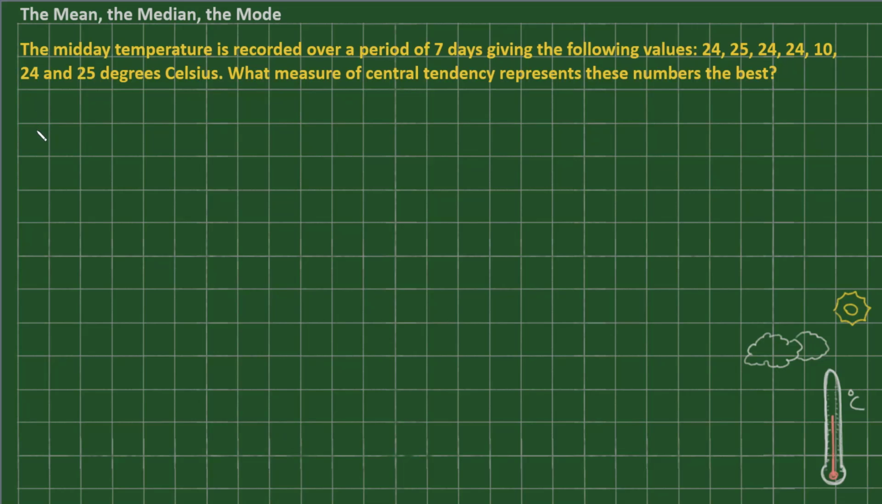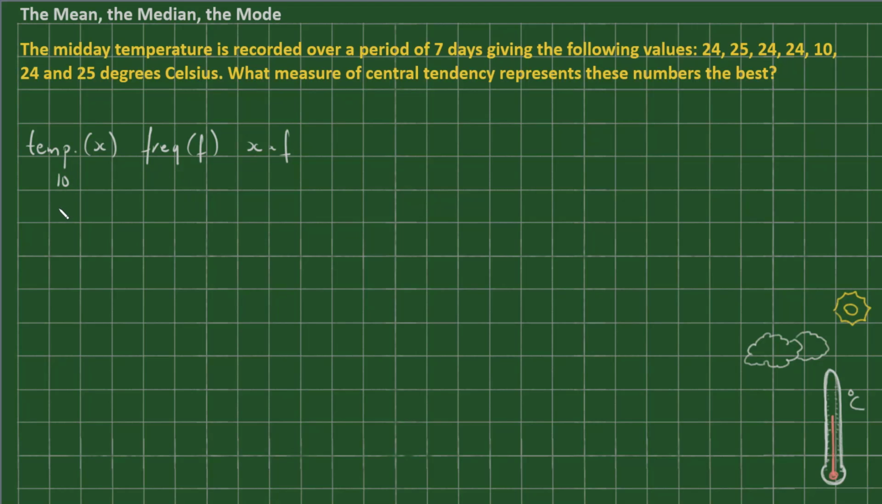And again, I'm going to start by creating a frequency table. So I will have temperature, which will be my x values. I will have frequency, which I'm going to designate f. And I will have an x multiplied by f column, which will eventually give me the sum of all x values. So what are my possible values for temperature?